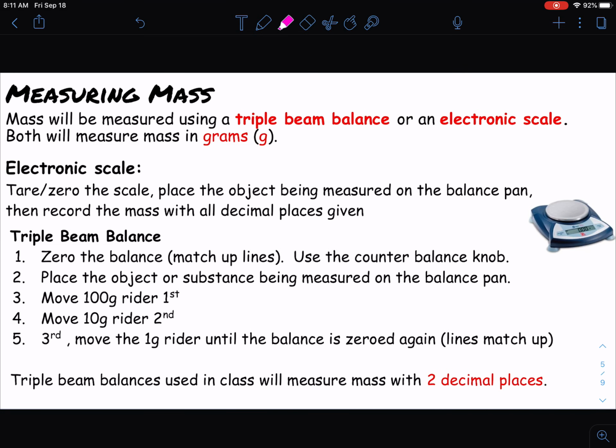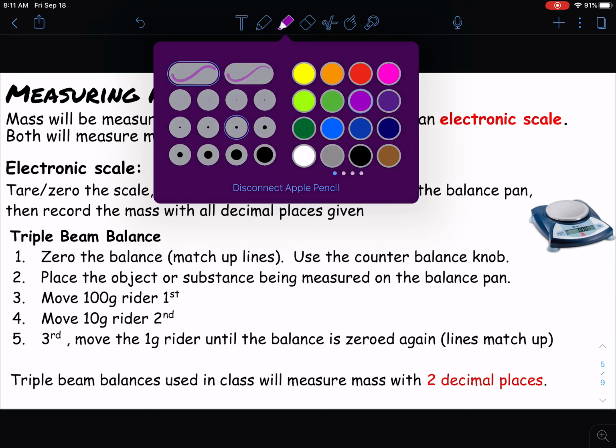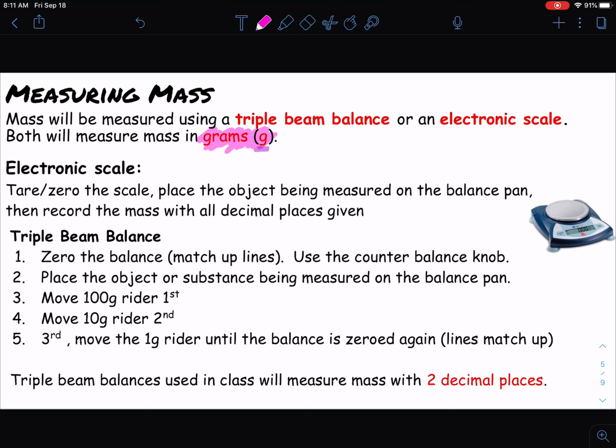So with measuring mass, and you will be doing that this year in class, you're going to use one of two things: either a triple beam balance, which you used last year in Mr. Rosenberger's class, or an electronic scale that you would probably be using later this year. Both of these measure in grams. Remember that the abbreviation for grams is a lowercase g. That's going to be your abbreviation for the unit grams.